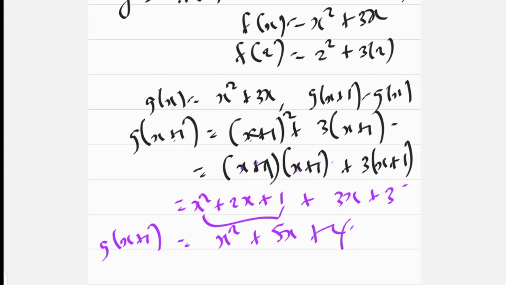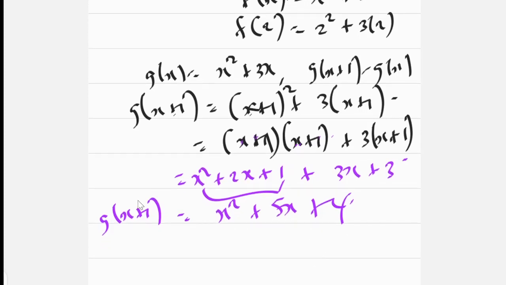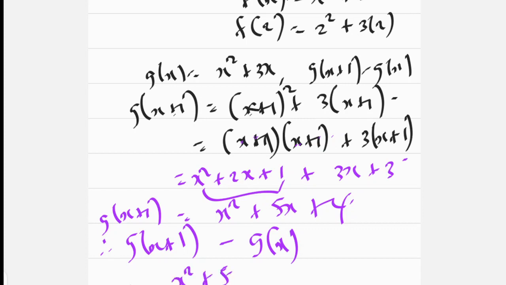Now we know g of x, we also know g of x plus 1. So therefore, g of x plus 1 minus g of x will now be equal to x squared plus 5x plus 4 minus. So what is g of x? g of x is also what? x squared plus 3x.